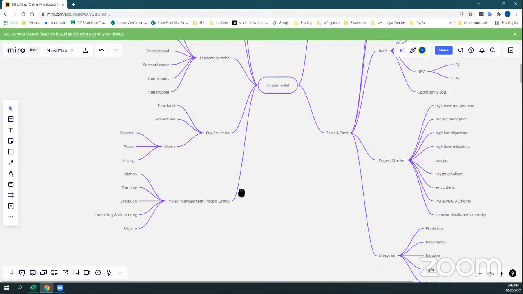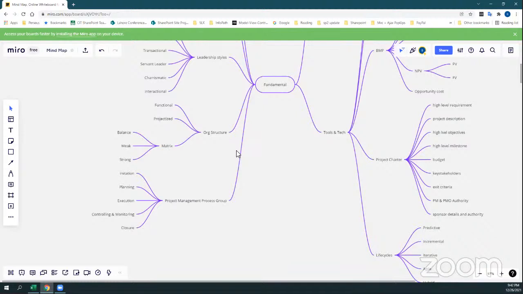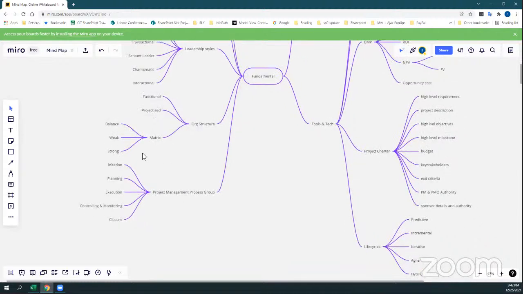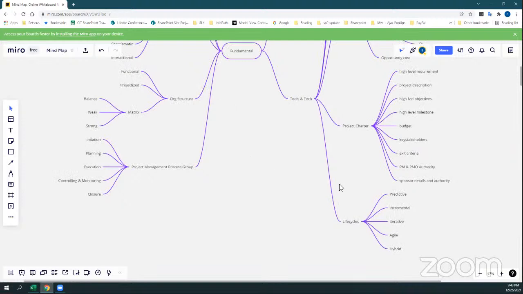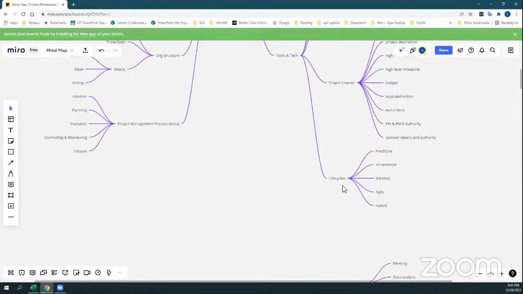Then we have the project management process groups, which are five: initiating, planning, execution, monitoring and controlling, and then we go for the project closure. In the fundamentals, we also have the life cycles, where we have predictive, incremental, iterative, agile, and hybrid.